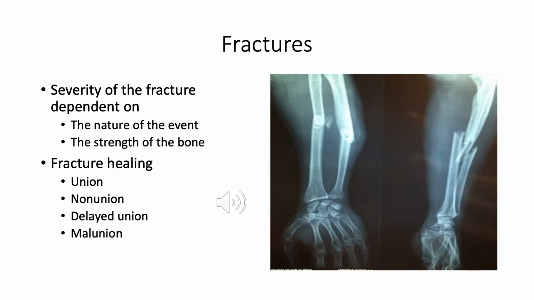A non-union is a fracture that shows no clinically significant progress towards healing for at least 3 months based on x-rays. A delayed union occurs when the healing process takes significantly longer than expected. Healing time is related to the size of the bone. Fingers and toes take about 3 weeks, whereas femur fractures take about 12 weeks. A malunion occurs when the bone fragments join in a position that is not anatomically correct. Non-unions and malunions may need to be surgically corrected.